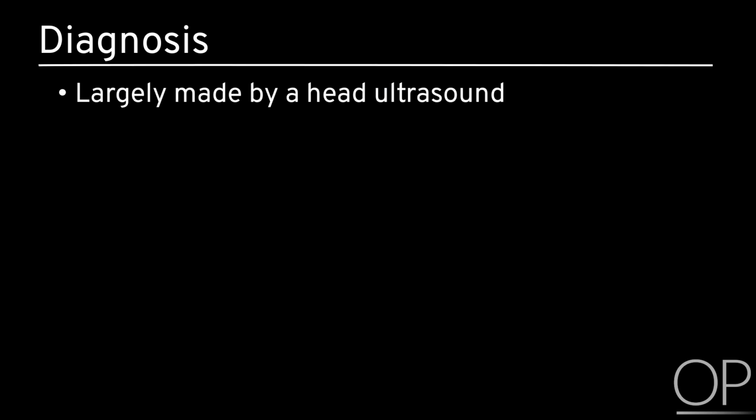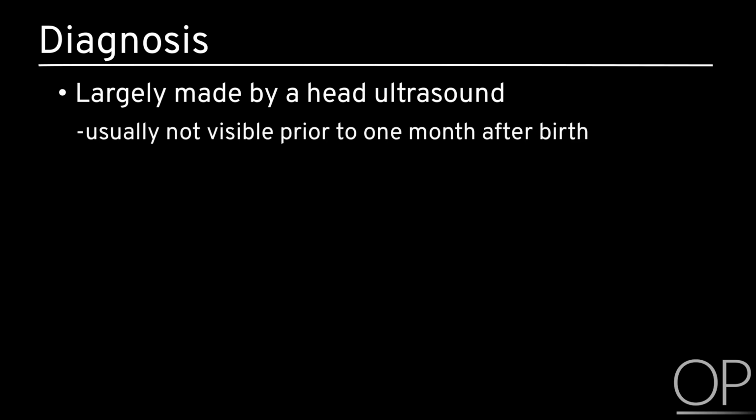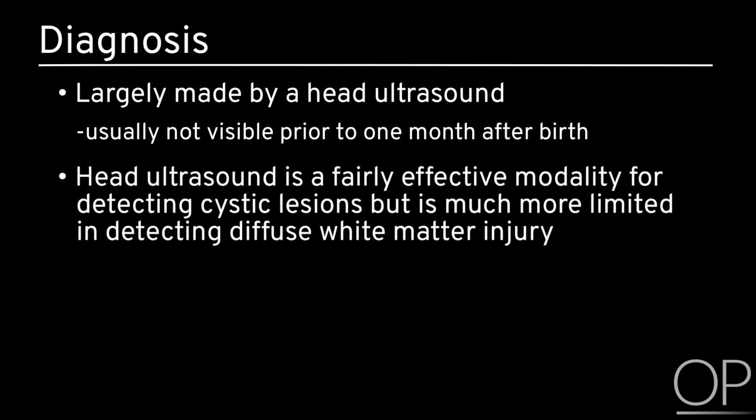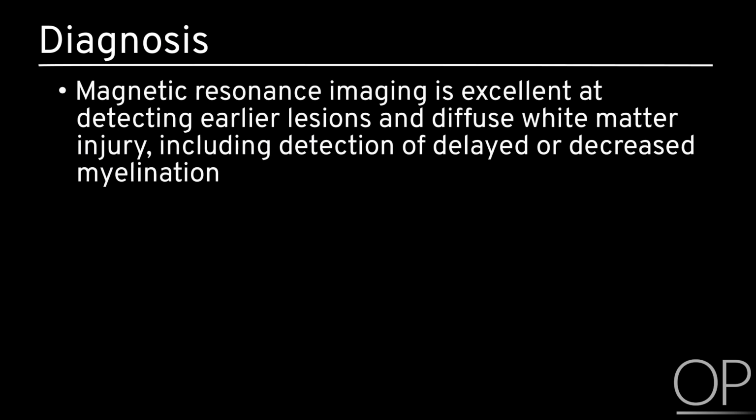Diagnosis. The diagnosis of PVL is largely made by a head ultrasound, usually not visible prior to 1 month after birth. Head ultrasound is a fairly effective modality for detecting cystic lesions, but is much more limited in detecting diffuse white matter injury. Magnetic resonance imaging, by contrast, is excellent at detecting earlier lesions and diffuse white matter injury, including detection of delayed or decreased myelination.